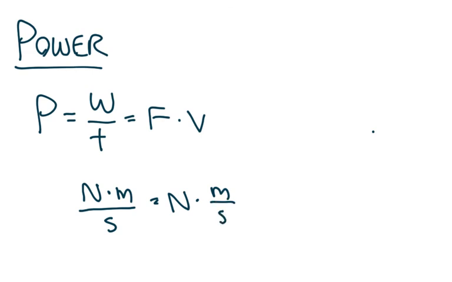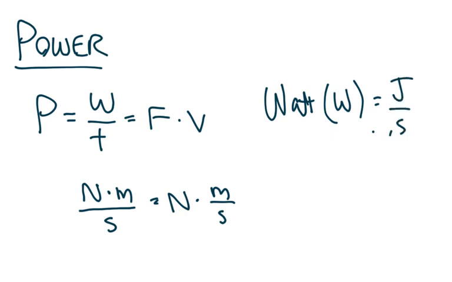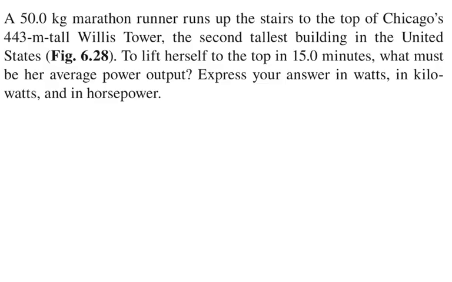Power is expressed in a unit called a watt, which is a capital W, and this is equal to joule per second, or Newton times meter per second. So let's look at a problem with power. In this problem, a 50-kilogram marathon runner runs up the stairs to the top of Chicago's 443-meter-tall Willis Tower, the second tallest building in the United States. To lift herself to the top in 15 minutes, what must be her average power output?